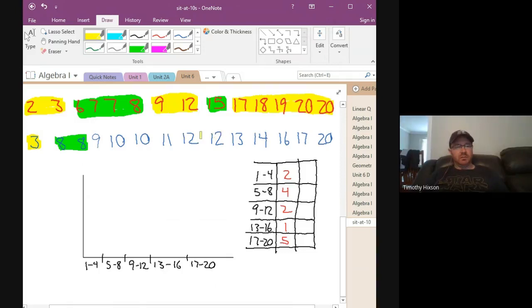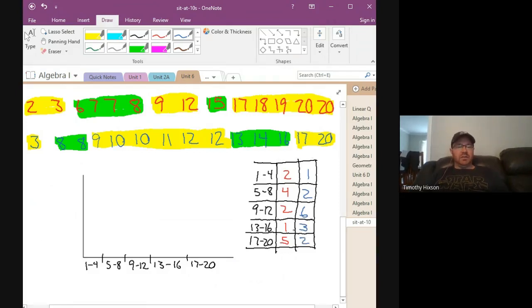Oop, missed one. And then we have the 13 to 16 range. And then finally, we have the 17 to 20 range. Okay, so if we count up each of the ones in those ranges, there's 1, and then 2, and then 1, 2, 3, 4, 5, 6. 3 in that range, and 2 in that range.